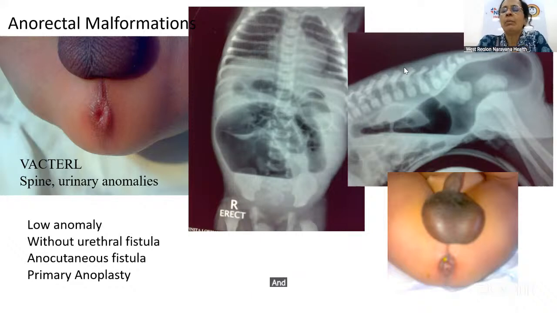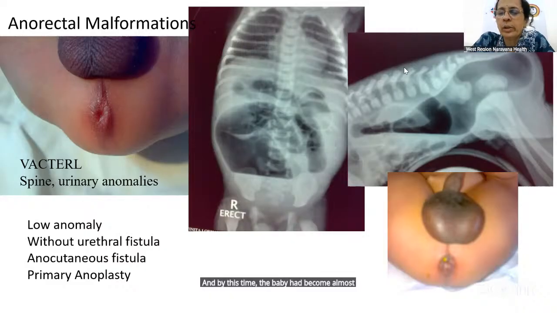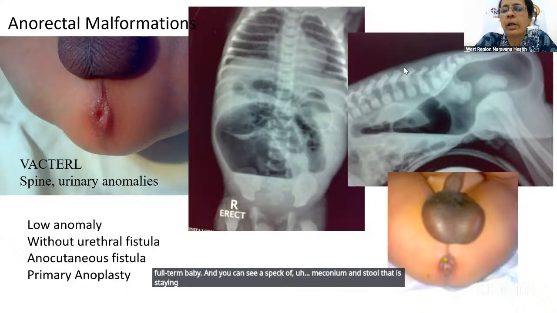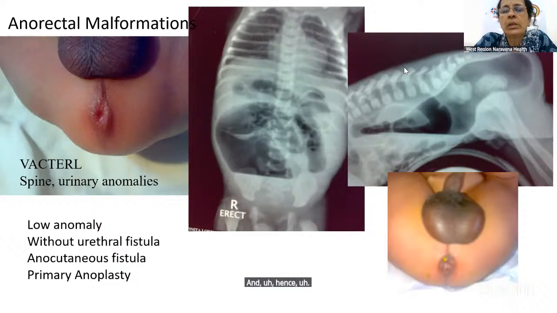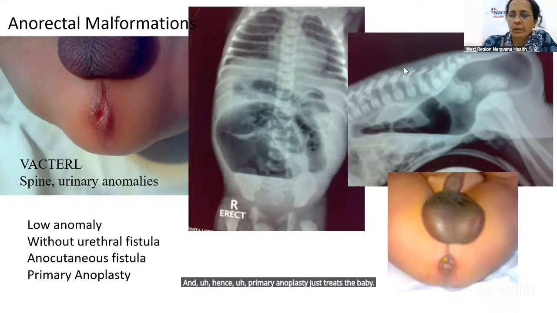By this time, the baby had become almost 36 hours old, a full-term baby. You can see a speck of meconium and stool that is stained there. It was a bucket handle type of low ARM, and hence primary anoplasty just treats the baby and has a very good outcome.